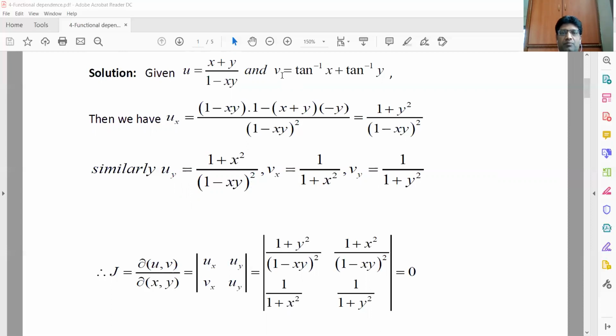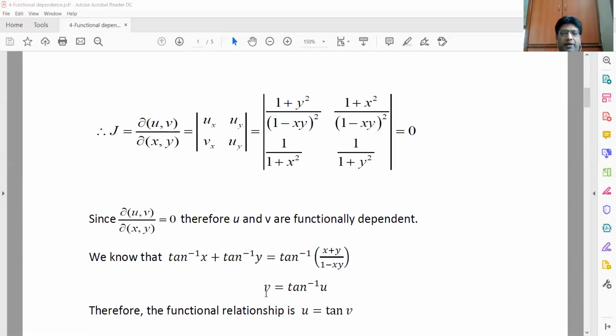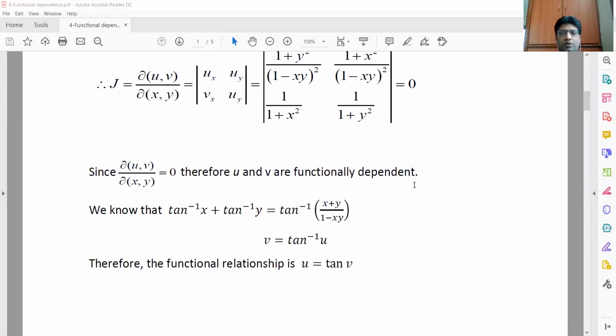Next, v sub x, the partial differentiation of v with respect to x: for tan inverse x it is 1 by 1 plus x squared, and for tan inverse y it is 1 by 1 plus y squared, so v sub y is 1 by 1 plus y squared. We substitute all this here. If you simplify this, 1 plus y squared becomes 1 by (1 minus xy) whole square. Similarly, 1 plus x squared is cancelled. So what is left over is minus the same term, which gives 0. So the Jacobian is 0, which means u and v are functionally dependent.